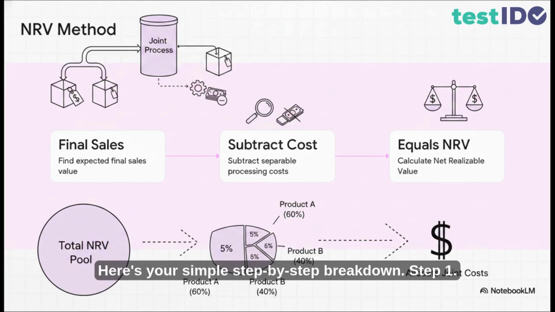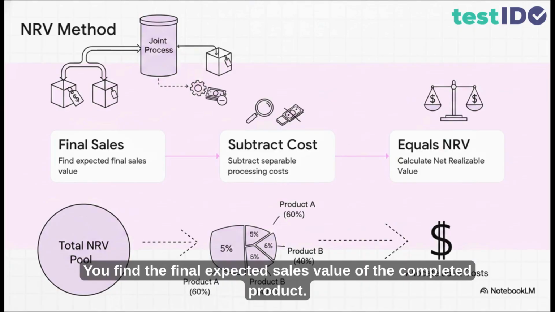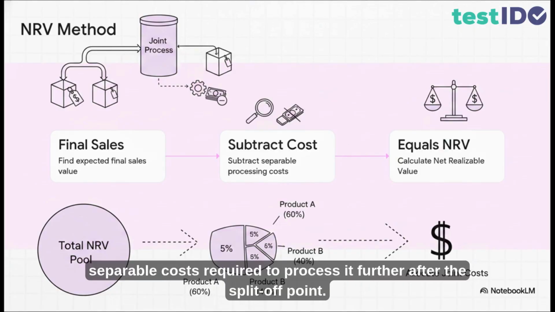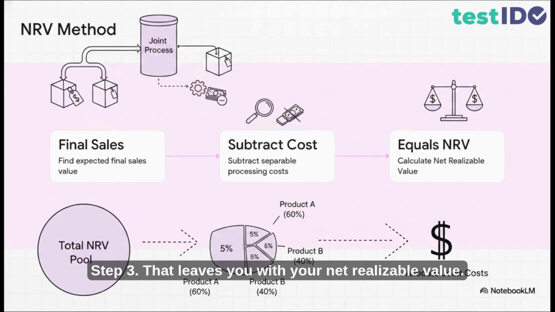Here's your simple step-by-step breakdown. Step 1, you find the final expected sales value of the completed product. Step 2, you subtract any separable costs required to process it further after the split-off point. Step 3, that leaves you with your net realizable value.